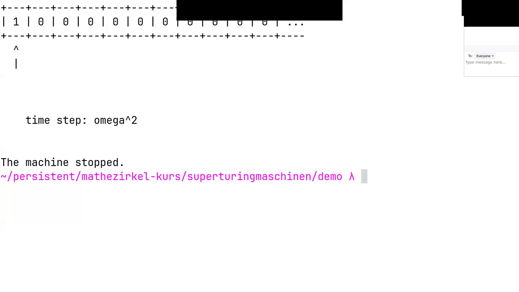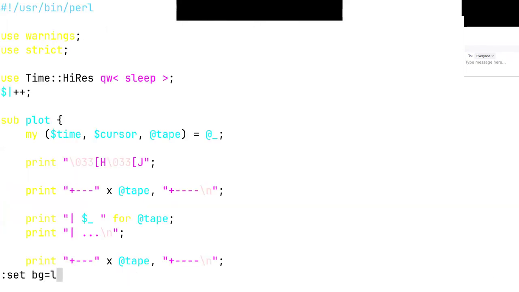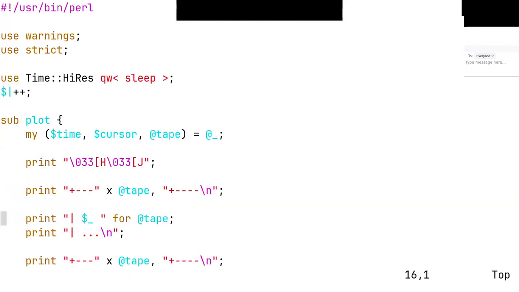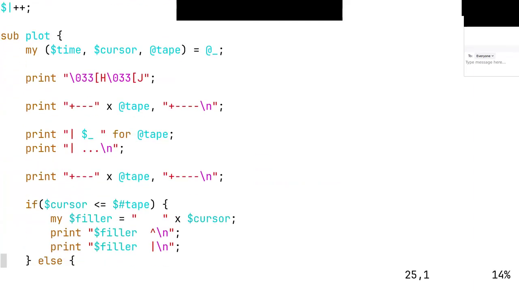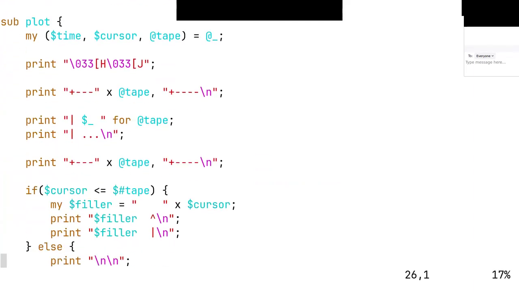Do you want to see the source code of that simulation? Okay. Here we have a plotting routine which outputs the tape contents.